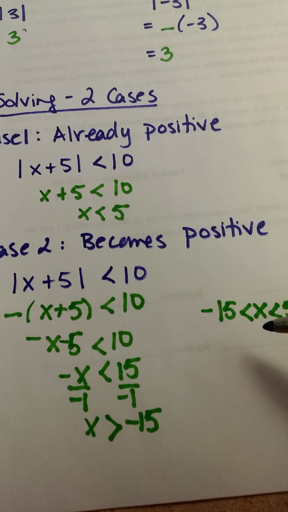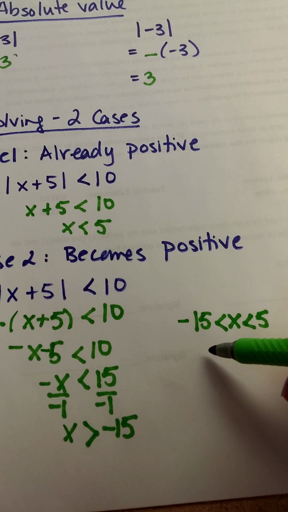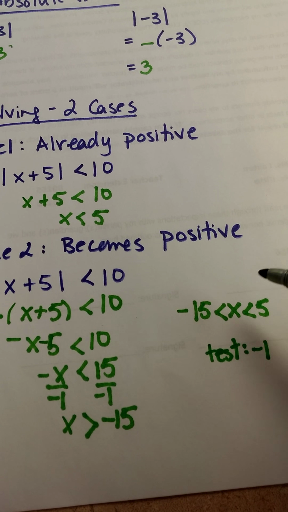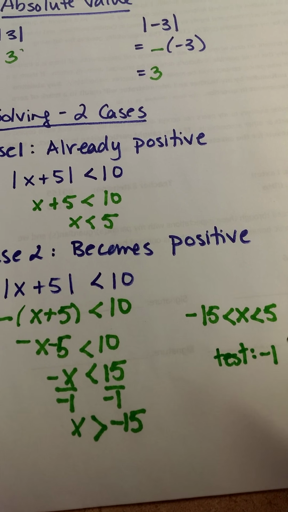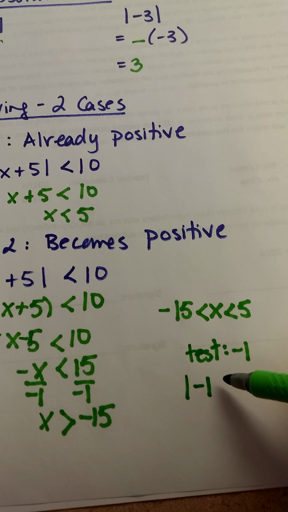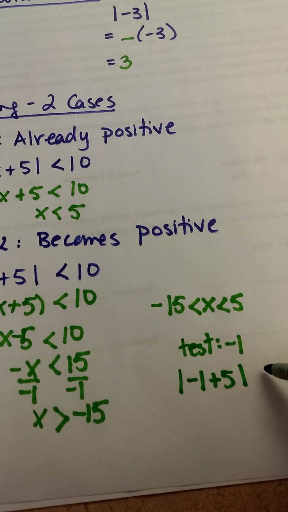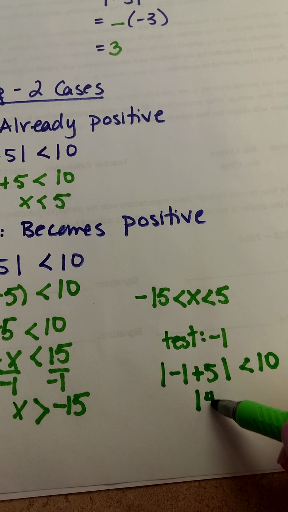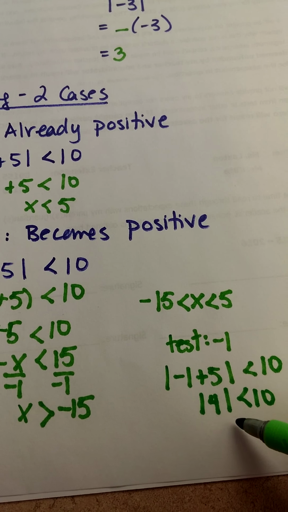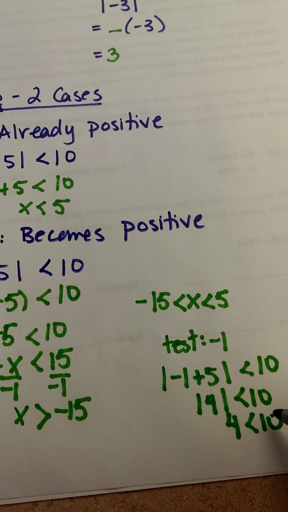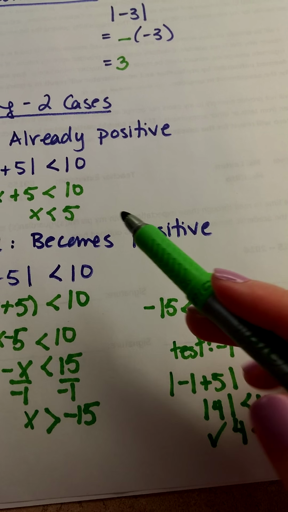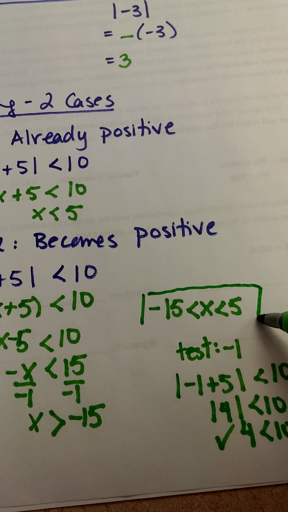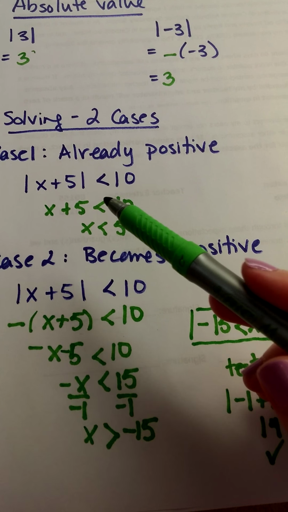And you can always test to see if you're correct by picking one of these values. So let's say I want to see if I'm right. What falls in this range of values? Let's test negative 1. That is definitely bigger than negative 15 and less than 5. So if I take negative 1 and I plug it in for x into my original problem, does this statement stay true? So negative 1 plus 5 is 4. Absolute value of 4 less than 10. Yes, definitely 4 less than 10. So it's a good sign that what I've done here in making both of these cases gives me the set of solutions that will make that statement true. So that is my solution for the problem that we worked on here.